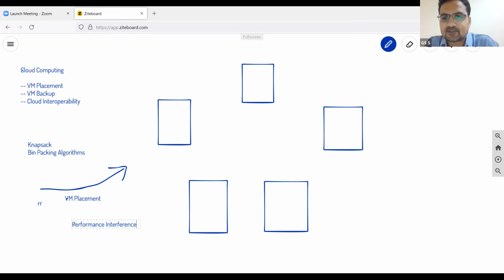Suppose this is my laptop and there are 5 applications right now running. They all are CPU hogger applications. They require a lot of CPU. What should I be doing so that performance interference doesn't happen? Any idea?